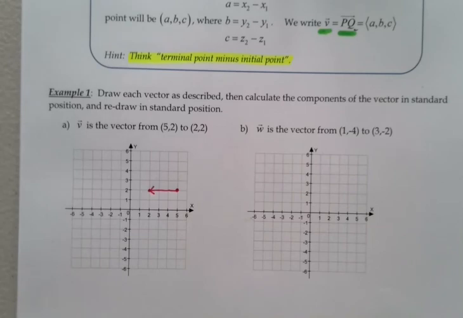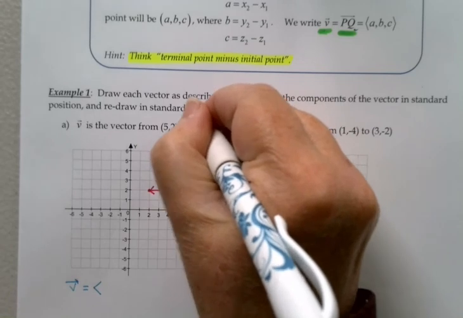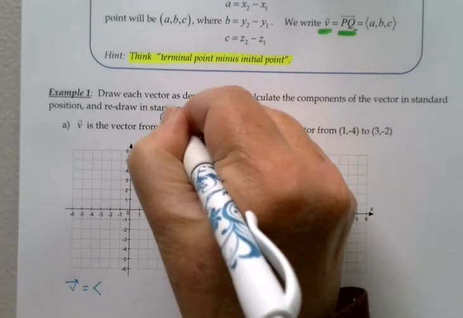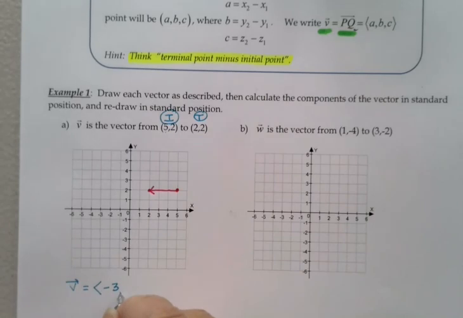To calculate the standard position, I take terminal minus initial. So terminal minus initial. 2 minus 5 would be negative 3. 2 minus 2 would be 0.